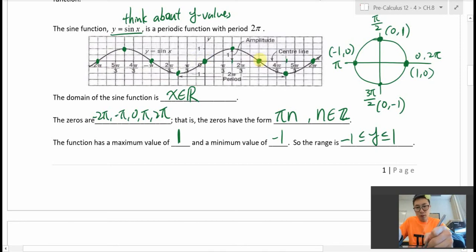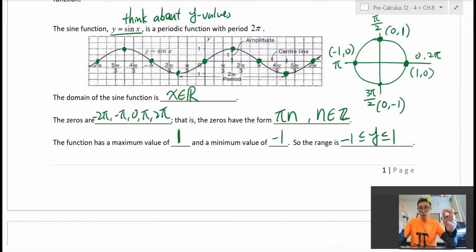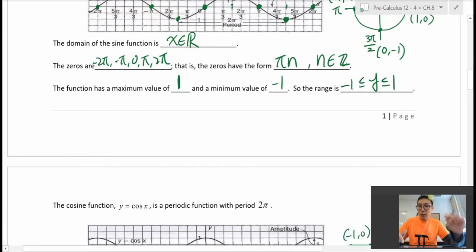In the middle is a 0. Between the first two zeros, you have a maximum. Between the second and third 0, you have a minimum. Okay, so that's what a sine graph looks like. Begin with a 0, end with a 0. Middle is a 0. Between first two zeros, max. Between second and third 0, minimum. All right, so that's the sine function.